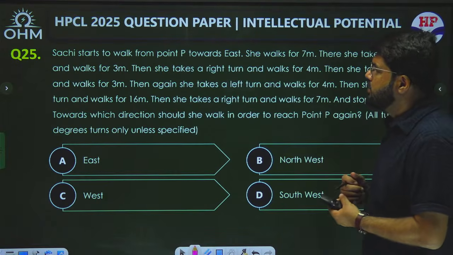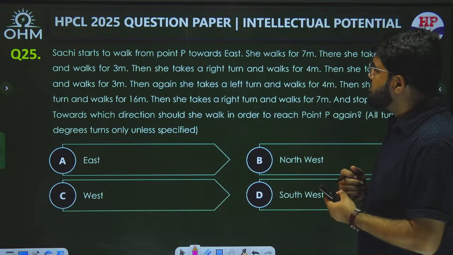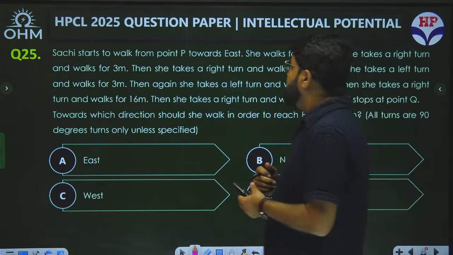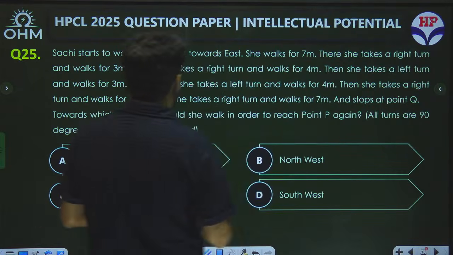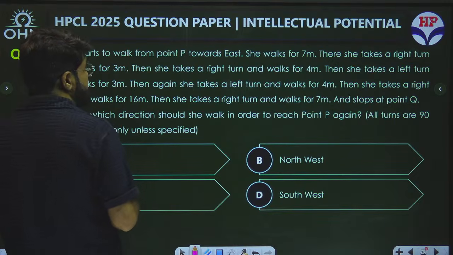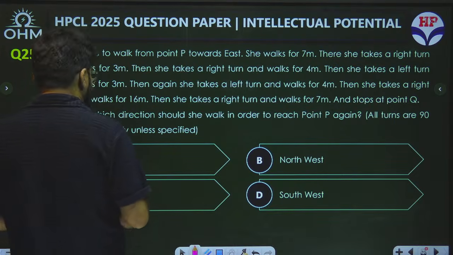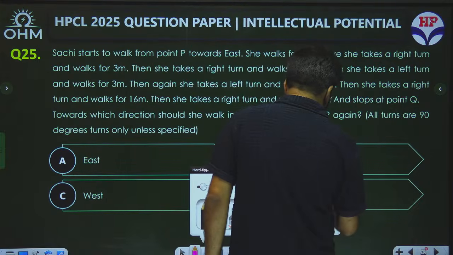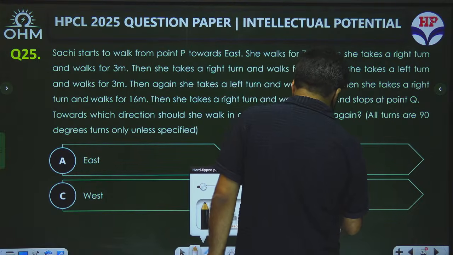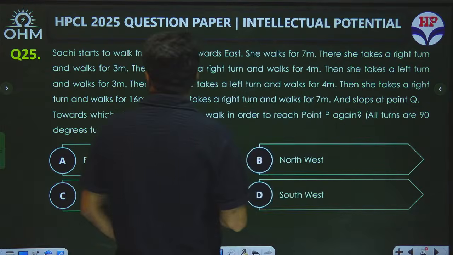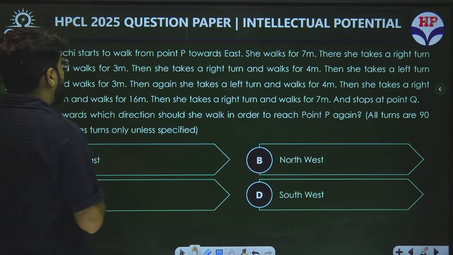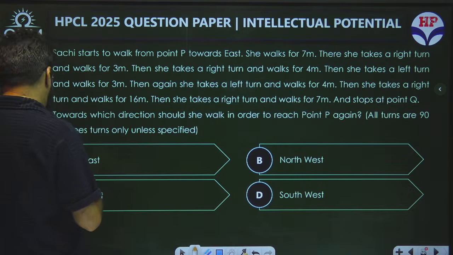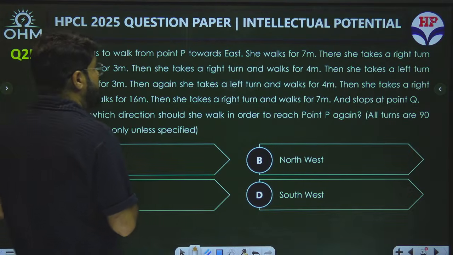Next question. Sachi starts to walk from point P towards east. It's a basic direction sense question. She walks for 7 meters. Can I draw it here? If I read and draw, it will become easier for me. So let me try to draw it here. Sachi starts to walk from point P towards east. She walks for 7 meters.